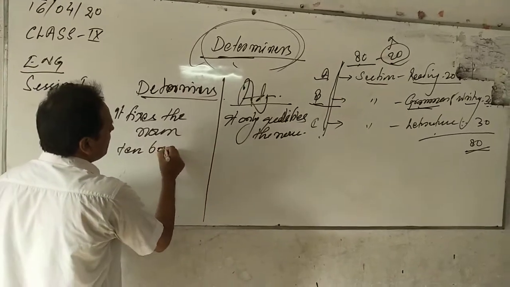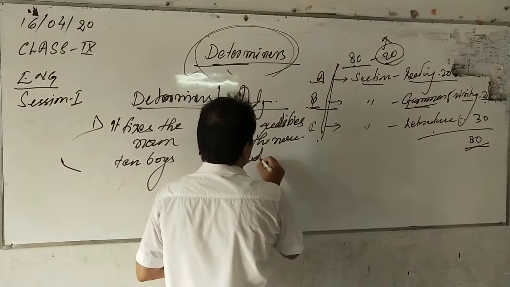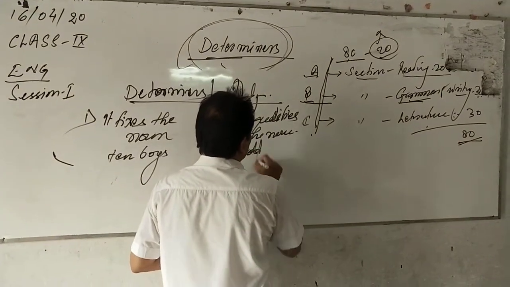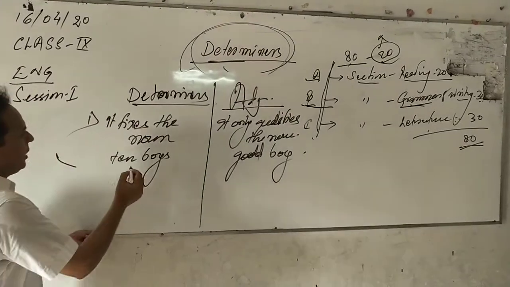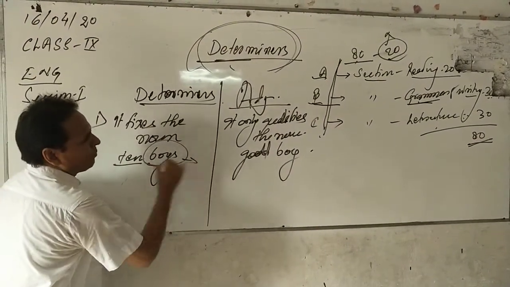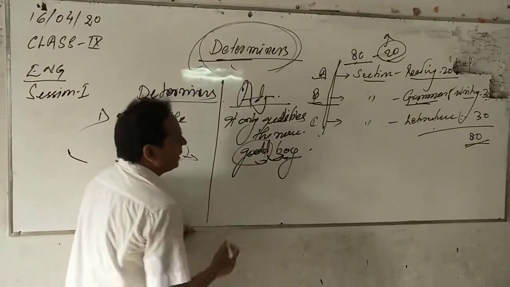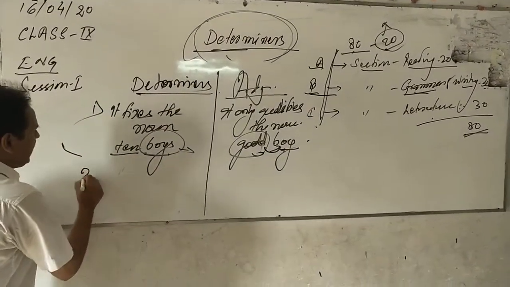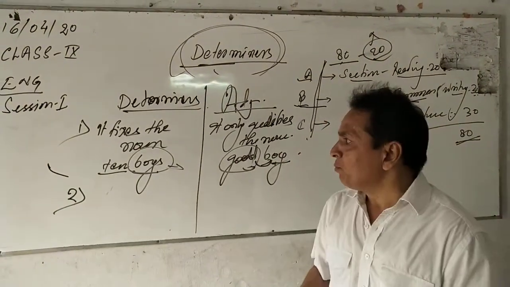Ten boys. Good boy. Very clear. Here, ten fixes the noun. But here, good only takes the goodness of the boy but doesn't tell the limit. The second difference between the adjective and determiner we shall establish: degree.